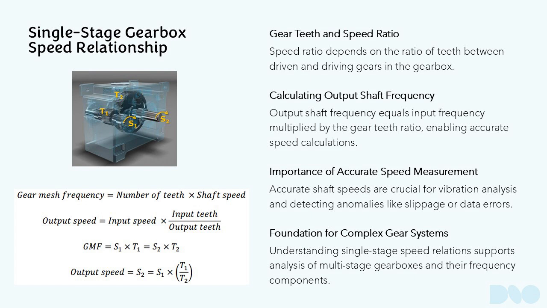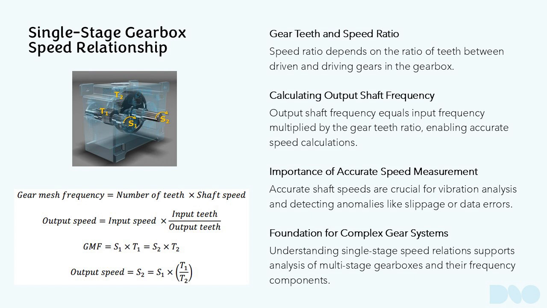In a single-stage gearbox, power is transmitted through one pair of meshing gears, making the speed relationship straightforward to calculate. The speed ratio between the input and output shafts is defined by the ratio of the number of teeth on the driven gear to the number of teeth on the driving gear. Mathematically, the output shaft frequency is equal to the input shaft frequency multiplied by the ratio of driver teeth to driven teeth. This simple relationship allows engineers to determine all shaft speeds in the gearbox once the input speed and gear tooth counts are known.